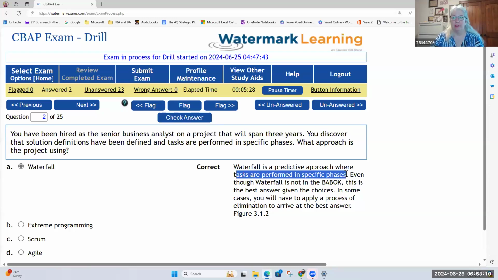Tasks are performed in specific phases. Now, the word waterfall is not in the BABOK. The word it uses instead is predictive. The word it uses for adaptive or agile is adaptive. So it's predictive or adaptive, which means waterfall or agile. Again, what we experience in real life is not always what the BABOK says, but you have to understand what the BABOK says because it's suggestions, and you need to understand it so that we're all on the same page.